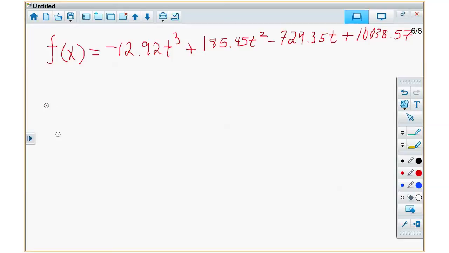Now, after you do it, I want you to find f of 2 and f prime of 2. This is kind of like the first problem we did a while ago. And sketch the graph a little bit on your notes so you can see what it looks like.